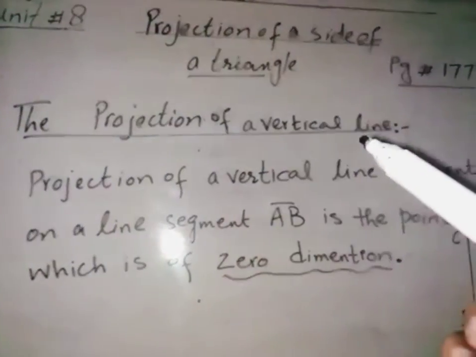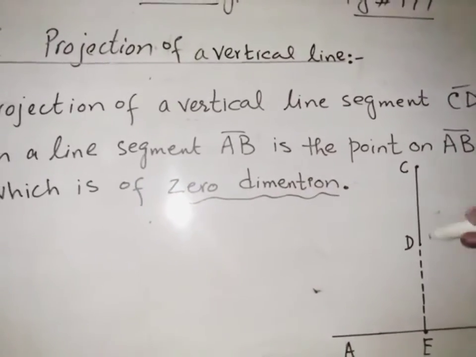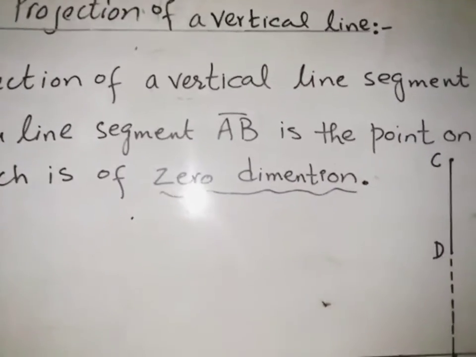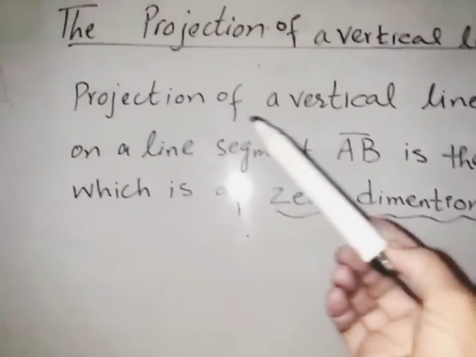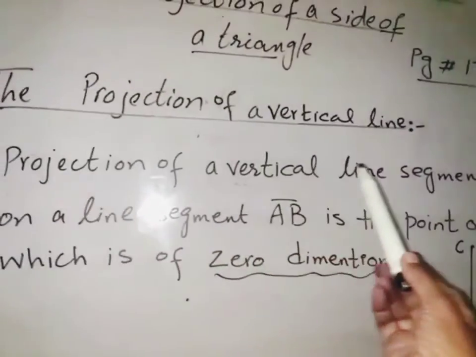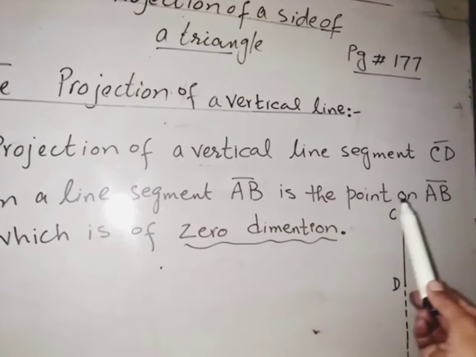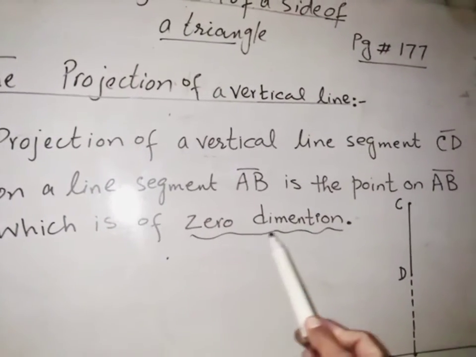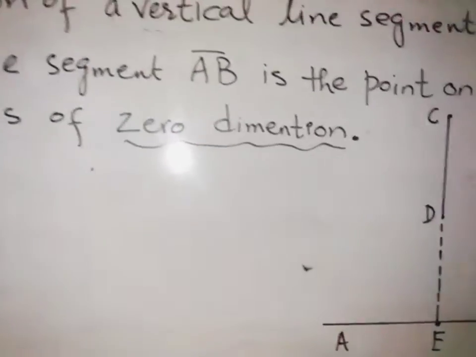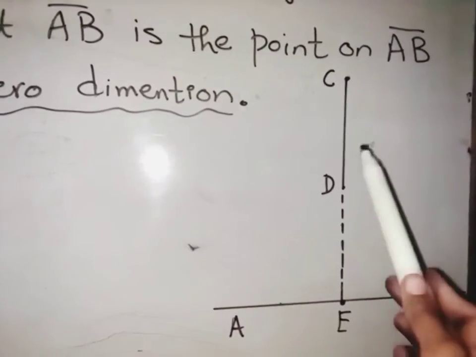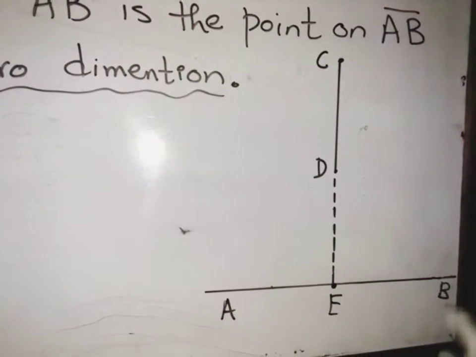Now the projection of a vertical line. This is the projection of vertical line CD. CD is a vertical line and its projection on AB will be the point only. Now the projection of a vertical line segment CD on a line segment AB is the point on AB which is of zero dimension. It is zero dimension. Zero dimension means there is no projection of the line segment CD on line segment AB.